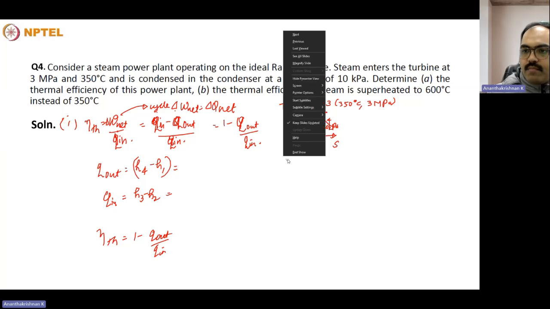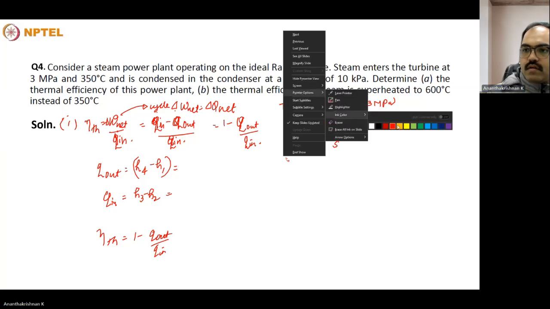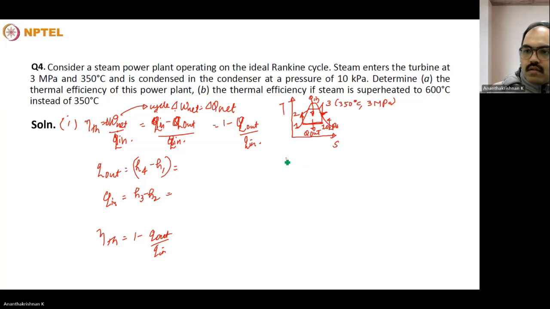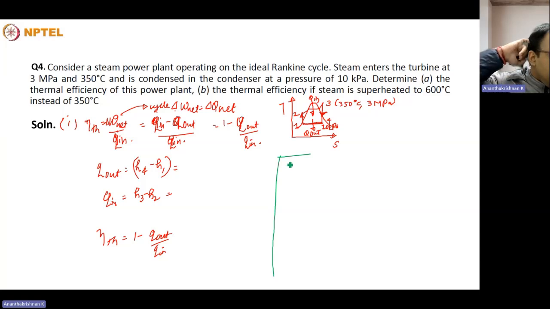For that, we need to calculate the state points. So we calculate the enthalpies at the state points. We need H4, H1, and H3 in this problem. We calculate the enthalpies at each and every state point. So we need H4, H1, H3, H2, all 4 state point enthalpies.